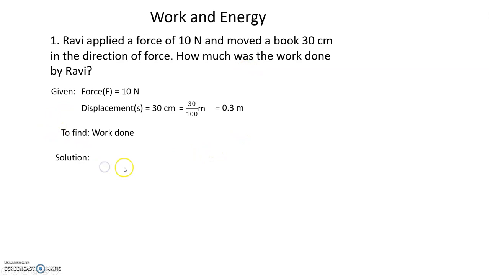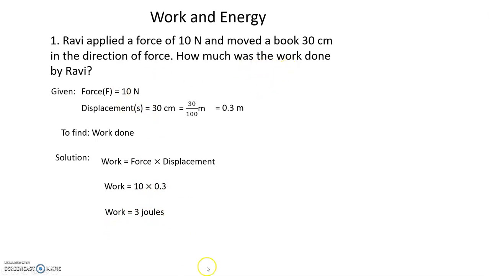So let's write the solution. Let's apply the formula. Work is equal to force into displacement. Let's put the values. Force is 10 newtons, displacement is 0.3. Multiply it. You will get 3 joules. You have to put the unit of work in the MKS system, so that is joules, 3 joules.